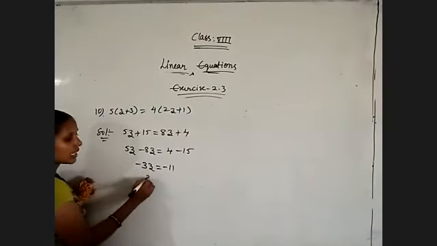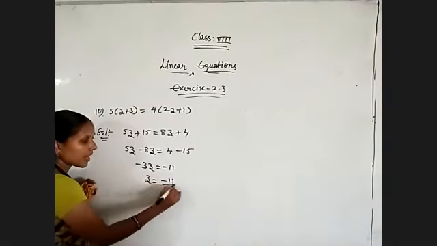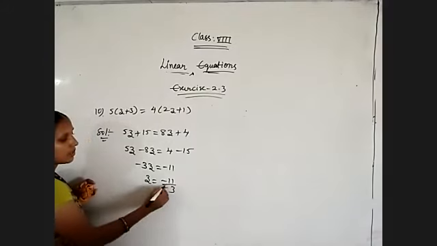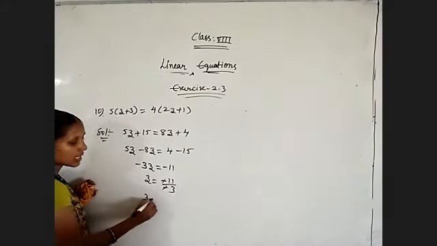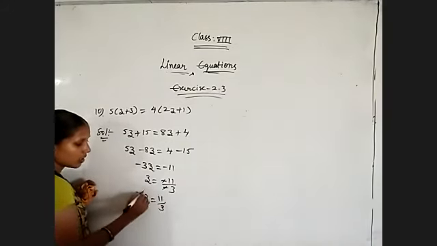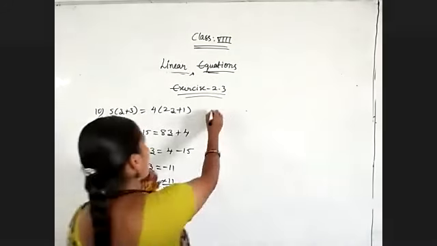Now z will be equal to minus 11 by minus 3. Minus minus will get cancelled. So z is equal to 11 by 3. So check whether it is the correct solution or not.